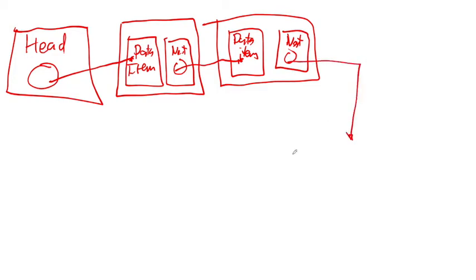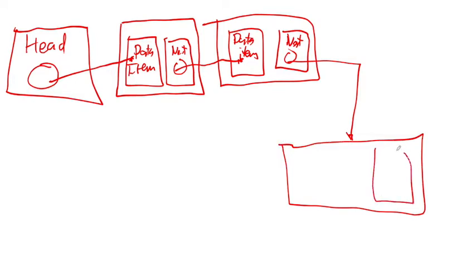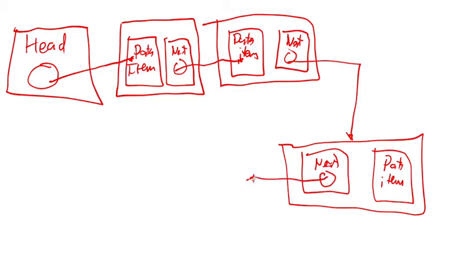Let's say it goes on for another one, with data items and then next. And let's say this is the last one. This last one now points to a null, since it is the last one. So that is how a linked list looks.